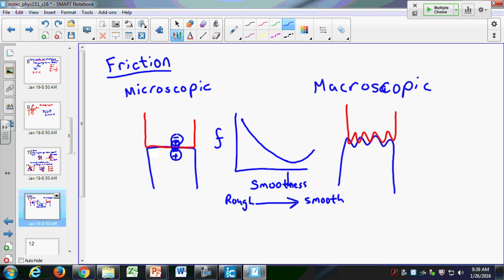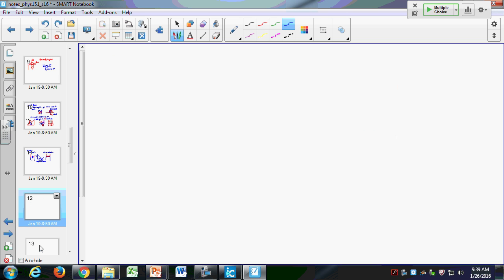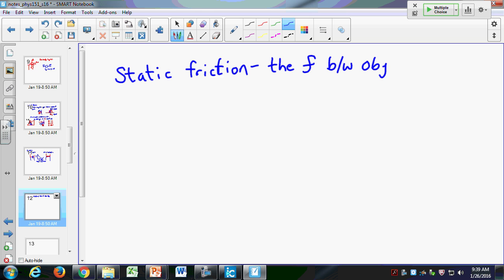Okay? So that's friction. These are the different origins of friction. But in practice, we have two different types of friction. We have static friction. Static friction is the friction between objects not moving, or rather in contact but not moving.